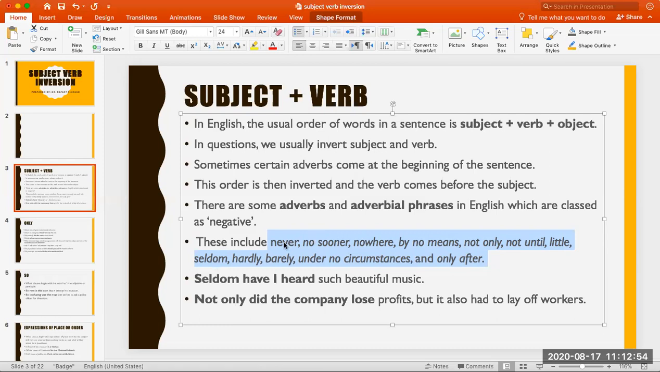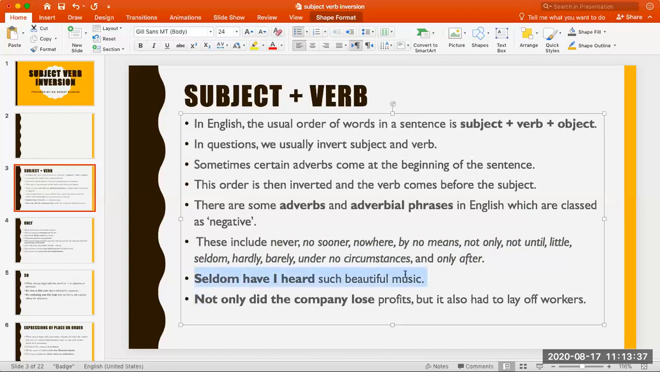So the list includes never, no sooner, nowhere, by no means, not only, not until, little, seldom, hardly, barely, scarcely, under no circumstances, and only after, among others. So if you look at this sentence, seldom have I heard such beautiful music. Look at the beautiful expression. Seldom have I. It's as if you're asking a question, have I heard such beautiful music? But this is not a question. Remember, you never add a question mark at the end of a sentence where we have a subject-verb inversion because of a negative or adverb.